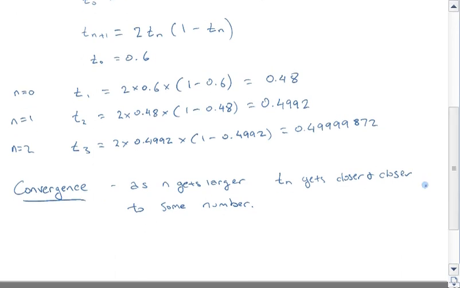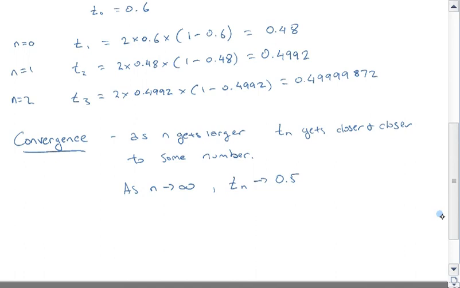Right? So let's talk about this example here. Okay, so we would say that as n approaches infinity, so that means n just keeps getting larger and larger and larger, we would say Tn approaches some number, 0.5. So as n approaches infinity, Tn approaches 0.5.